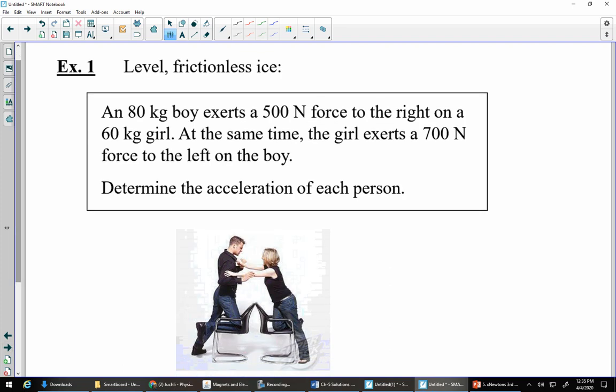Our first example is something that you'll want to definitely know about. An 80-kilogram boy exerts a 500 Newton force to the right on a 60-kilogram girl. At the same time, the girl exerts a 700 Newton force to the left on the boy. We've got an 80-kilogram boy, the mass of the boy, MB, exerting 500 Newtons to the right on the girl, mass MG, with a capital G because a lowercase g looks too much like gravity.